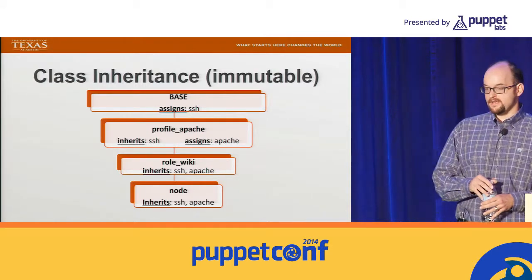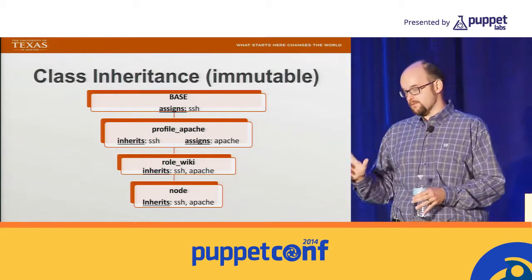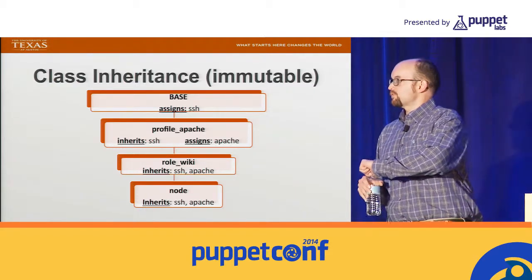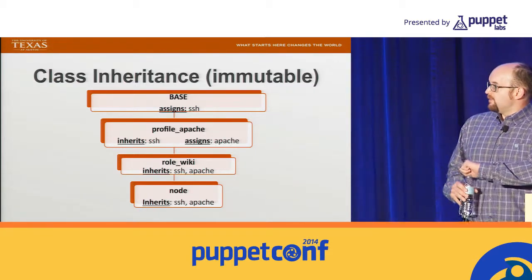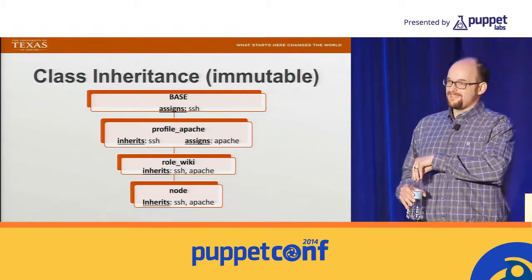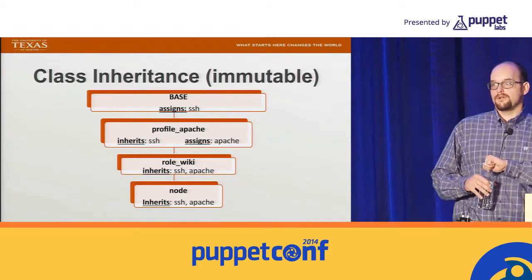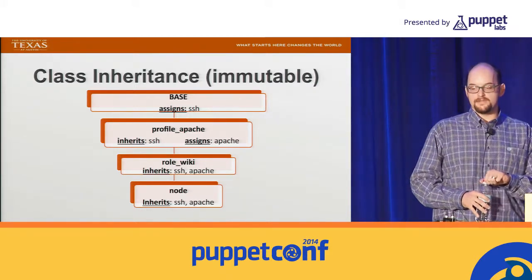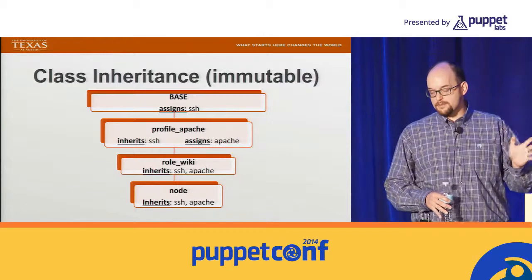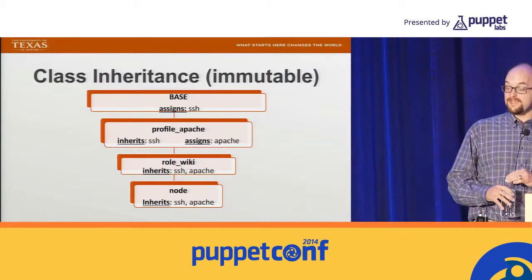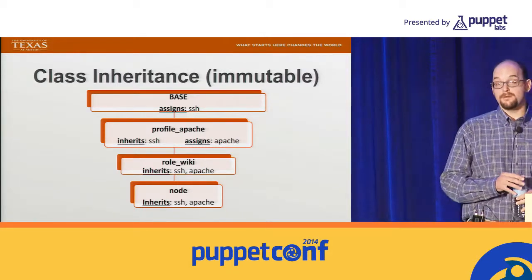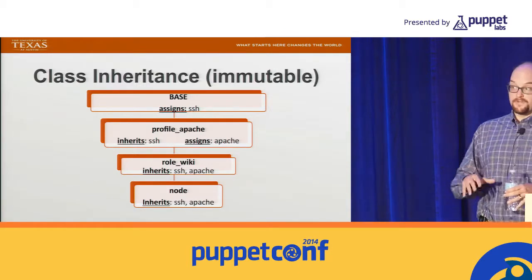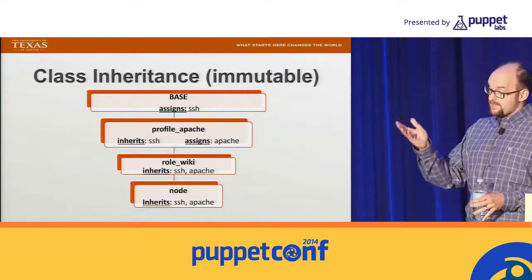when you combine them like this, the classes and variables combine in slightly different ways. Classes are immutable, which is a word I've heard a lot this week. And by that, I mean that once they're set, they can't be unset. They are permanently set. And we use that as something of a feature. Because the nice thing about this is that if you assign SSH to your base class, you don't want anybody to be able to unassign SSH. You want SSH to be configured on all of your nodes. And that is exactly what happens.